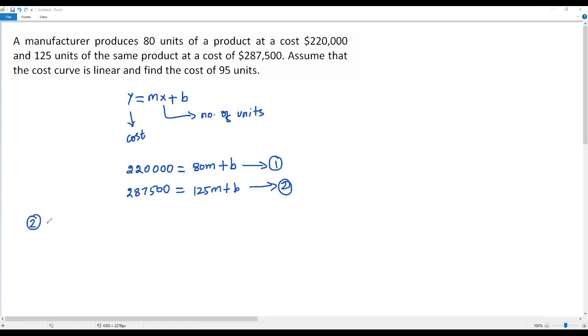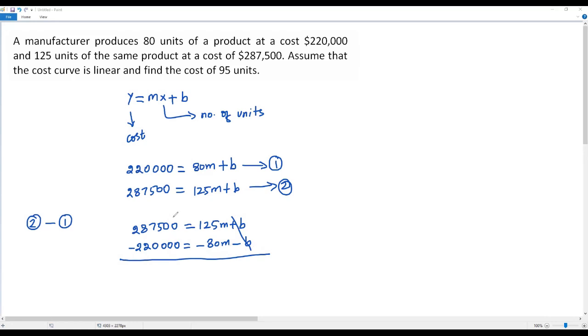That is equation 2 minus equation 1. Let's write the second equation as it is: 287,500 equals 125m plus b. Since we have a negative sign in front of the first equation, we have to multiply each term of the first equation by a negative sign. Then we get negative 220,000 equals negative 80m, and negative b. Here positive b and negative b cancel out. When I simplify, I am getting 67,500 on the left side. On the right side, when I combine these two terms, I am getting 45m.